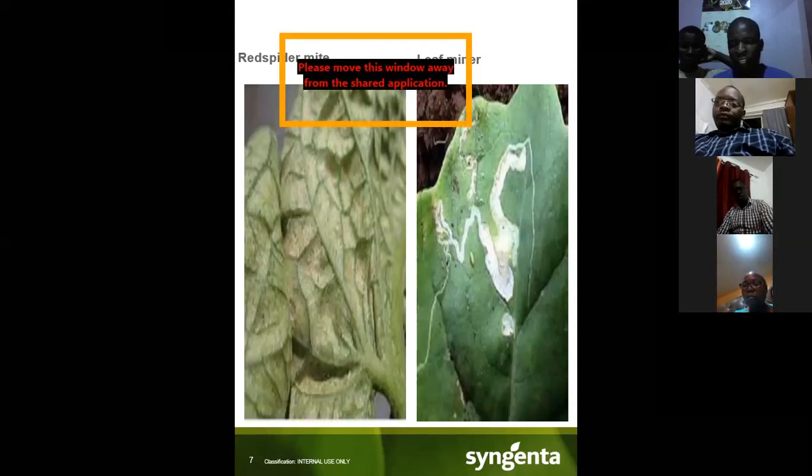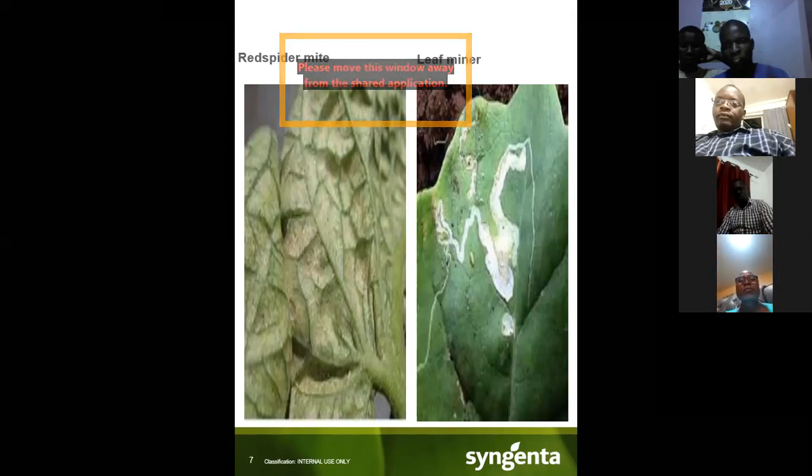They are not organophosphates like Actara or pyrethroids like Lambda. So you need an acaricide to control red spider mite and leaf miners.